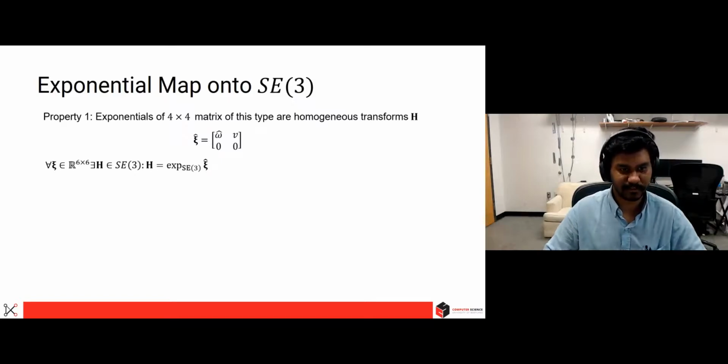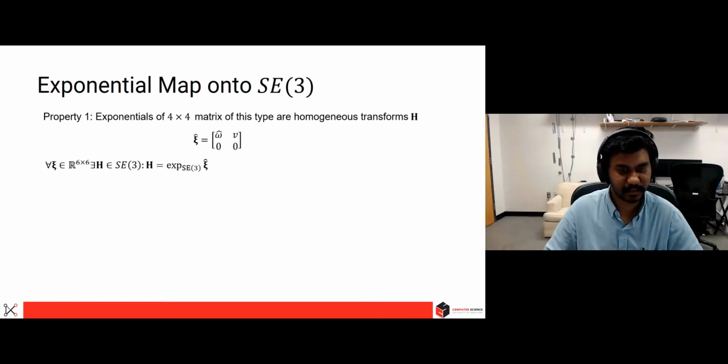The exponential of the 4 by 4 matrix of the homogeneous transformation is represented by chi hat, which is omega hat, v, 0, 0. Note that the difference here is that it's 0, 0 and not 0, 1. More mathematically put, for any chi which belongs to a 6 by 6 real number space, there exists a homogeneous transformation matrix which belongs to SE3 such that you can take the exponentiation of the chi hat and we would get back the homogeneous transformation matrix.